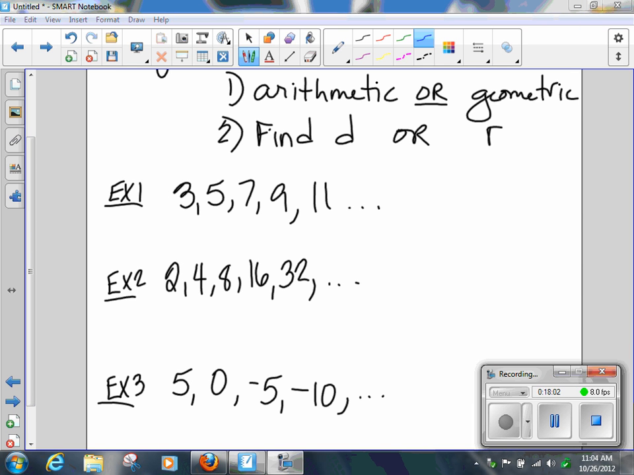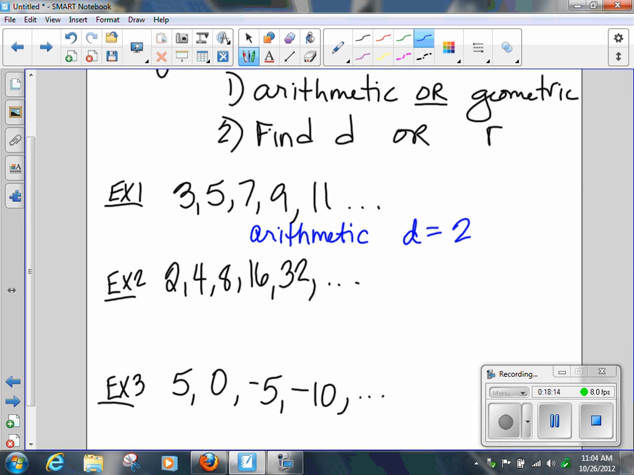All right, 3, 5, 7, 9, 11. Is this arithmetic or geometric? Arithmetic. D equals who? 2. How many of you had that? Excellent. What about 2, 4, 8, 16, 32? Geometric.